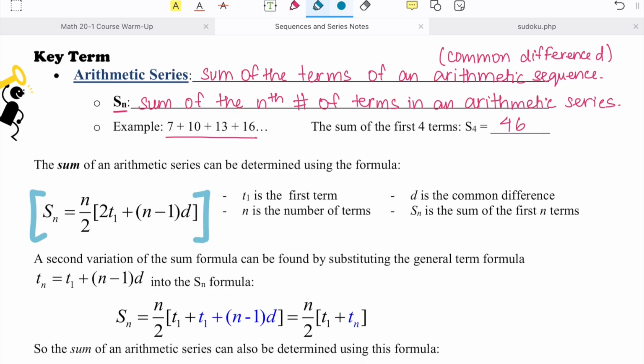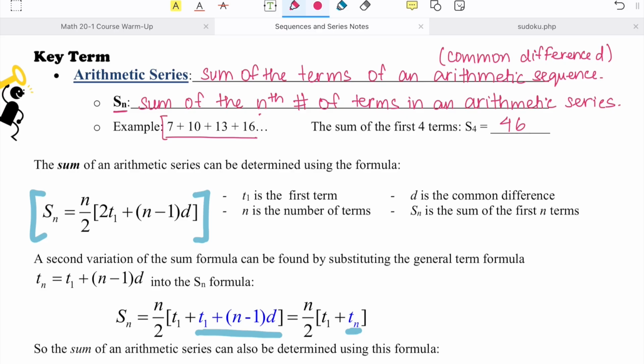So Sn can be figured out by n over 2, where n is the number of terms, times 2t1, where t1 was the first term, right? Plus n minus 1, number of terms minus 1, times d. So if you remember, t1 plus n minus 1 d is simply tn, right? So we can just change that and have n over 2 times t1 plus tn. And let's see if this actually works, right?